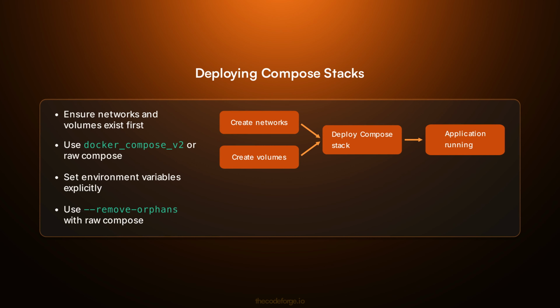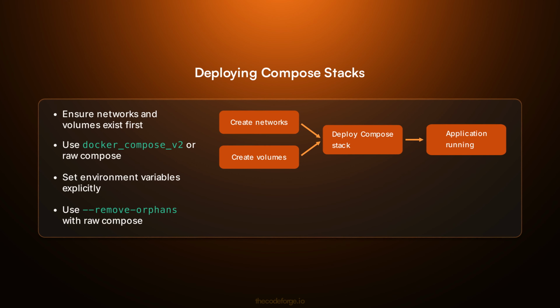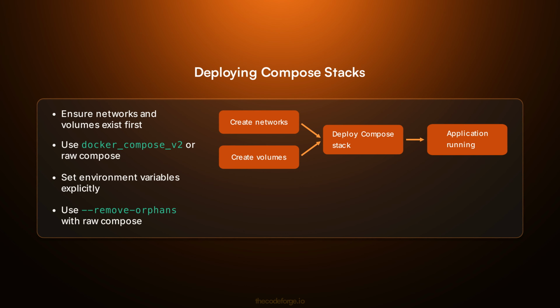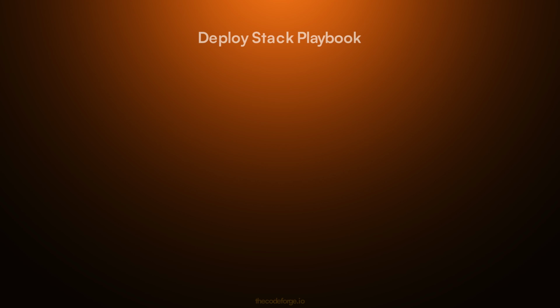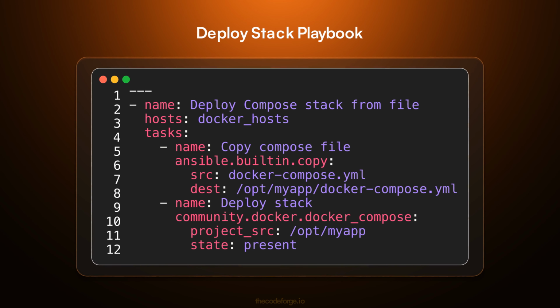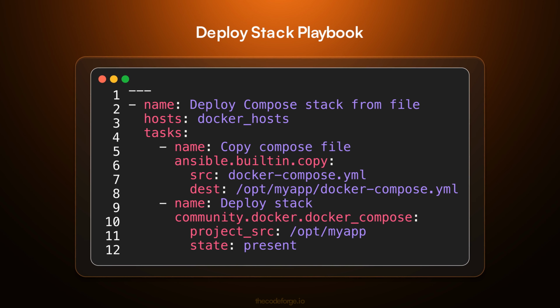When deploying Compose stacks, first ensure required networks and volumes exist. Then deploy the stack using docker_compose_v2, or raw docker compose. For variable substitution, either set environment variables explicitly or template the Compose file with Ansible. This playbook copies a Compose file to the target and deploys it. For production, consider using templates to inject variables. The docker_compose_v2 module is idempotent and will skip if the stack is already up to date.